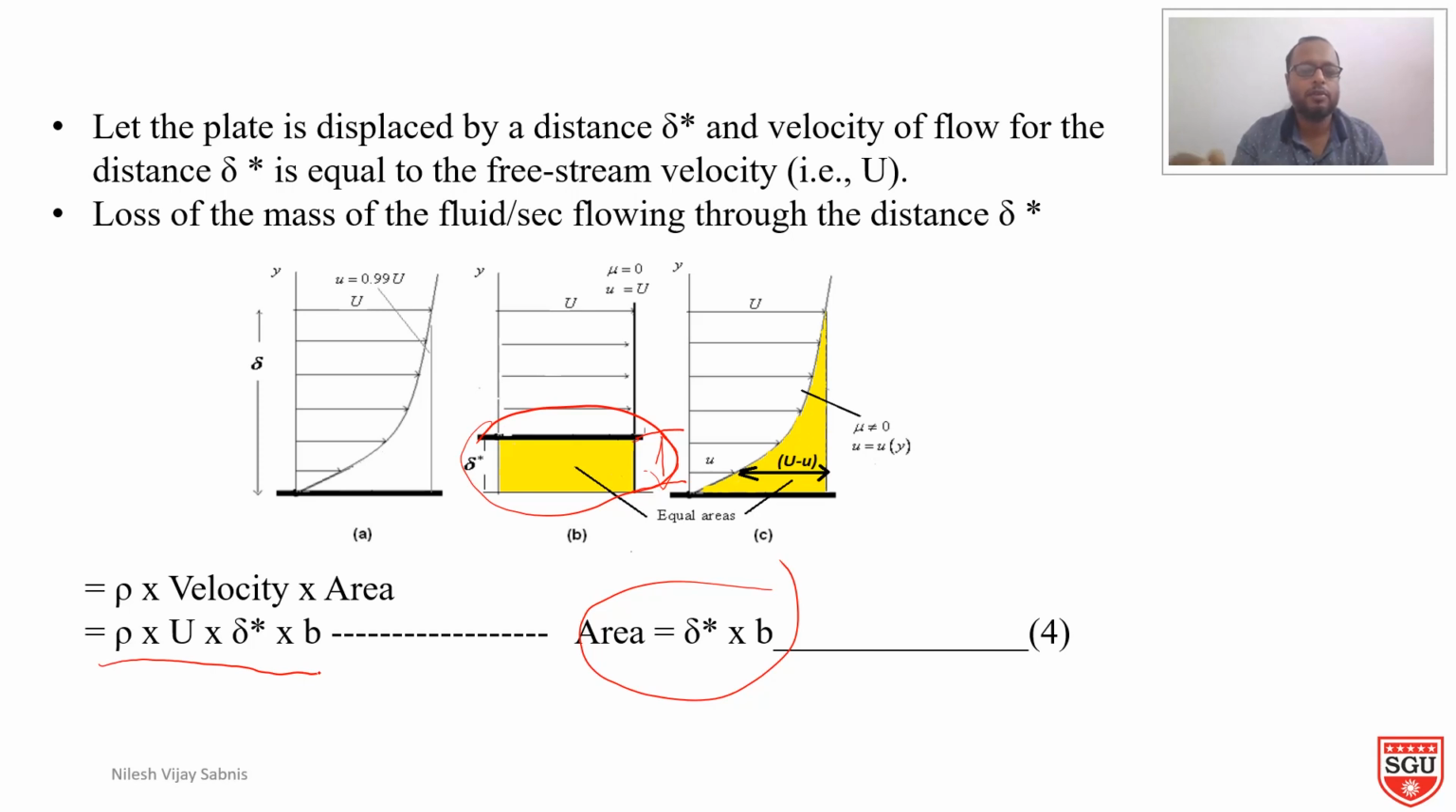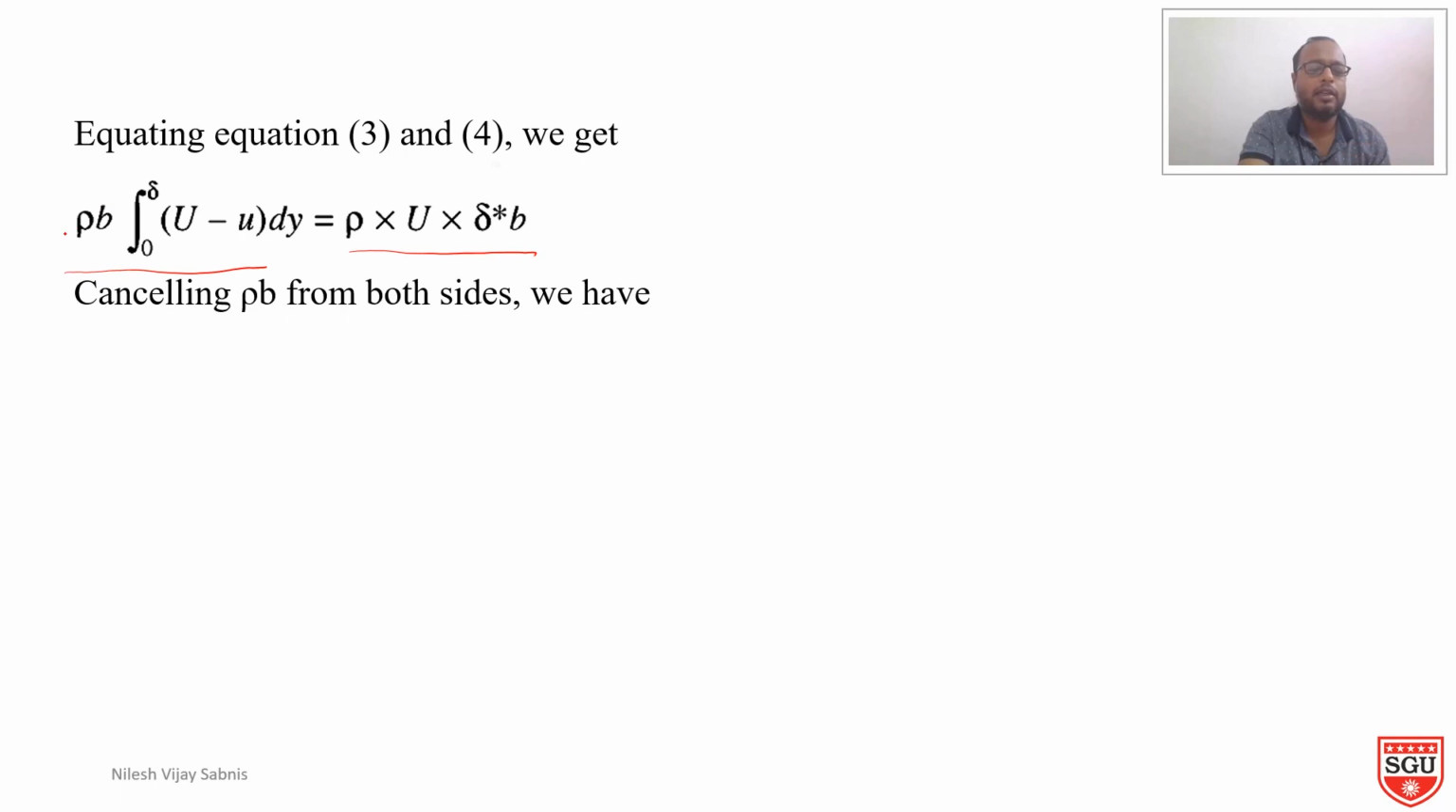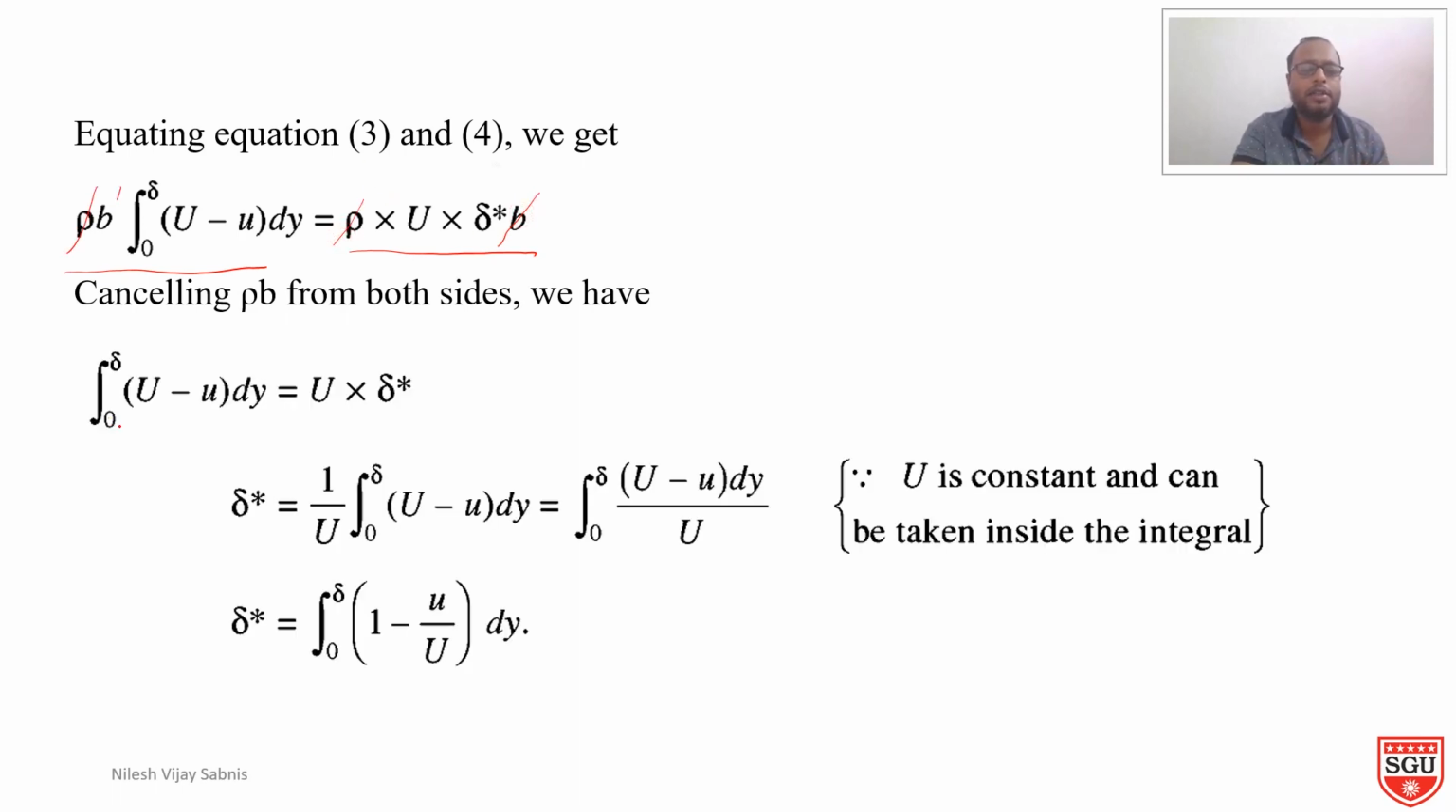Equation 3, from the last slide, gave us the reduction in mass flow rate, and this equation number 4 is also giving us the reduction in mass flow rate. So we can equate both equations, equation 3 and equation 4. By cancelling rho and b from both sides, we get the integration from 0 to delta of capital U minus small u dy is equal to capital U multiplied by delta star.